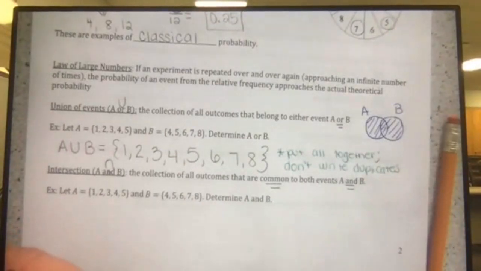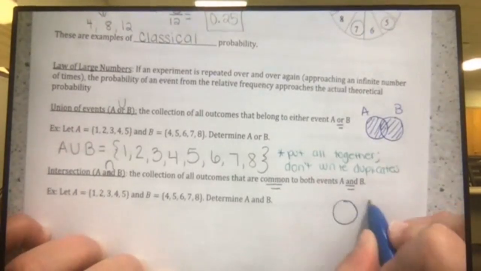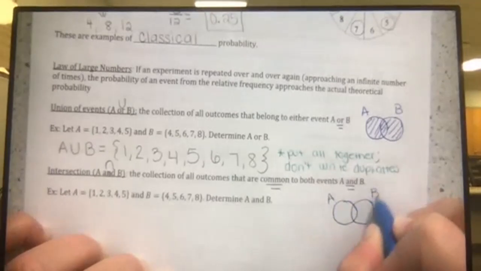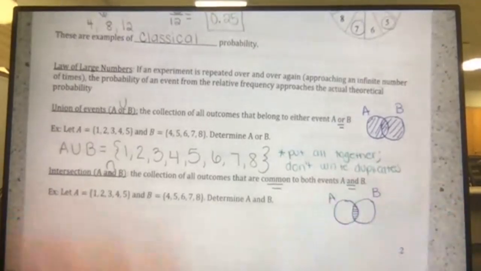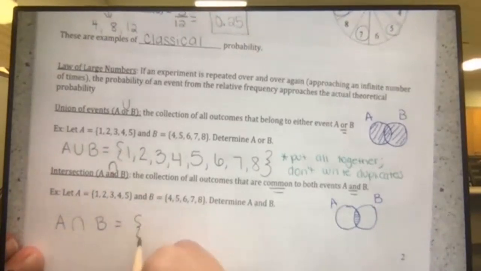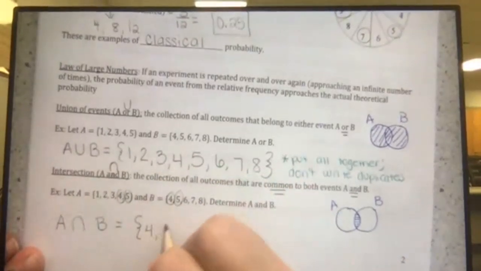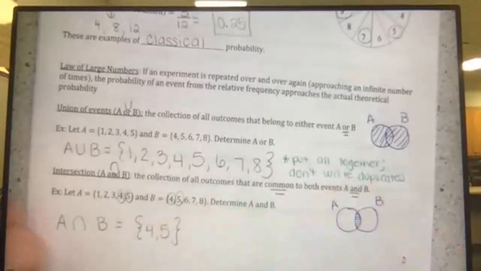So if we were to draw our little Venn diagram again, here's everything that's in A, here's everything that's in B. A and B is what they have in common, the intersection where these two circles intersect. So if we have A being 1, 2, 3, 4, 5, and B being 4, 5, 6, 7, 8, determine A and B. So A and B. So what does A and B have in common? 4 and 5. So just 4 and 5.